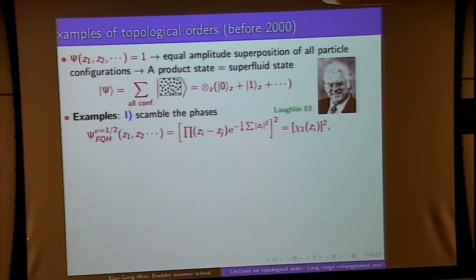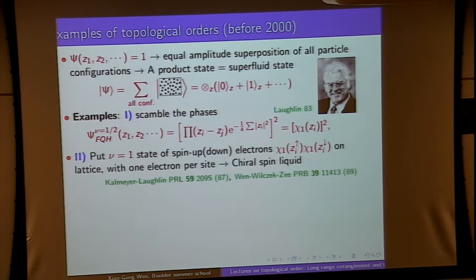But here, when I scramble the phase, I write it in a very special way. This wave function, z_i minus z_j, is actually the wave function for a filled Landau level. If you fill one Landau level, you get this wave function. That's a fermionic wave function. When you square it, it becomes symmetric, so it becomes a bosonic wave function. Therefore, the filling fraction 1/2 Laughlin state is like the square of a filled Landau level wave function. And so that's one way to scramble the phase.